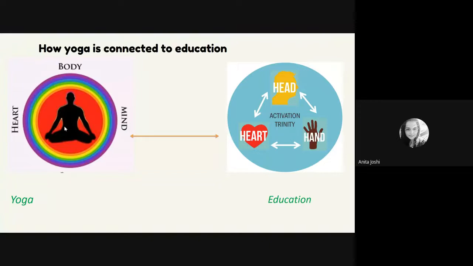The next one is how yoga is connected to education. I have two philosophies here. The philosophy that yoga follows is that it unifies the heart, body, and mind. Similarly, as 21st century educators, we follow the 3H approach, where education should integrate our head, heart, and hands-on learning. When we practice yoga, we get to know ourselves. We connect our heart to body and body to mind, which gives us better concentration.